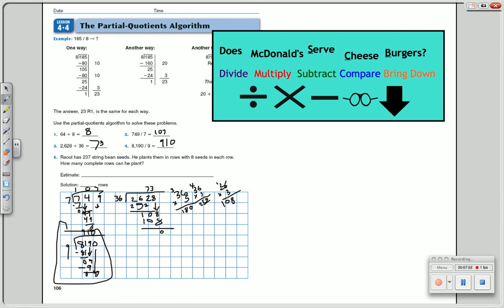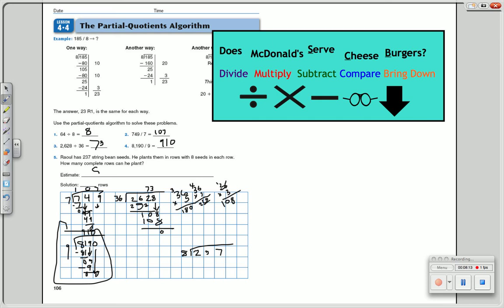Let's move on to question 5. Raul has 237 string bean seeds. He plants them in rows with 8 seeds in each row. How many complete rows can he plant? All right, so I need to do an estimate. I know the problem I'm going to be dividing is 237 divided by 8.